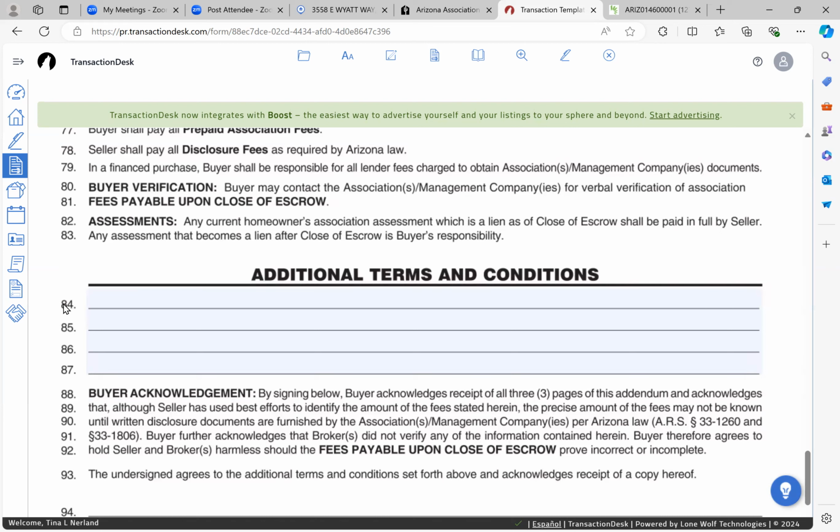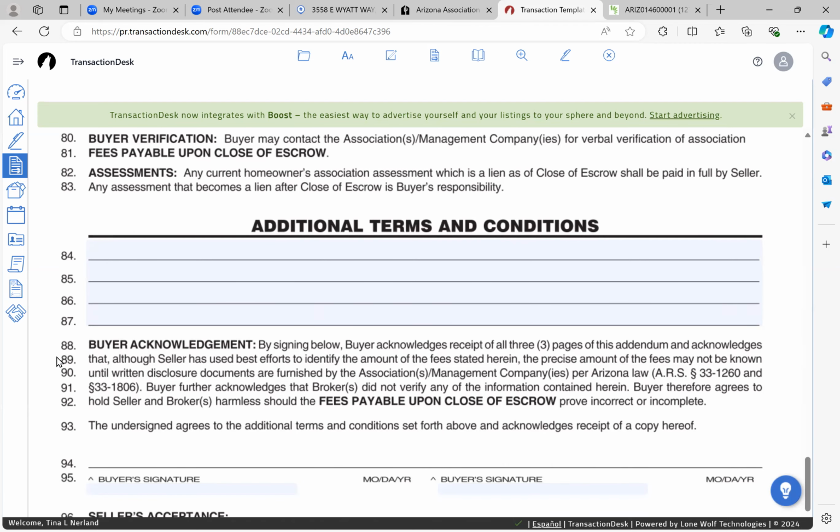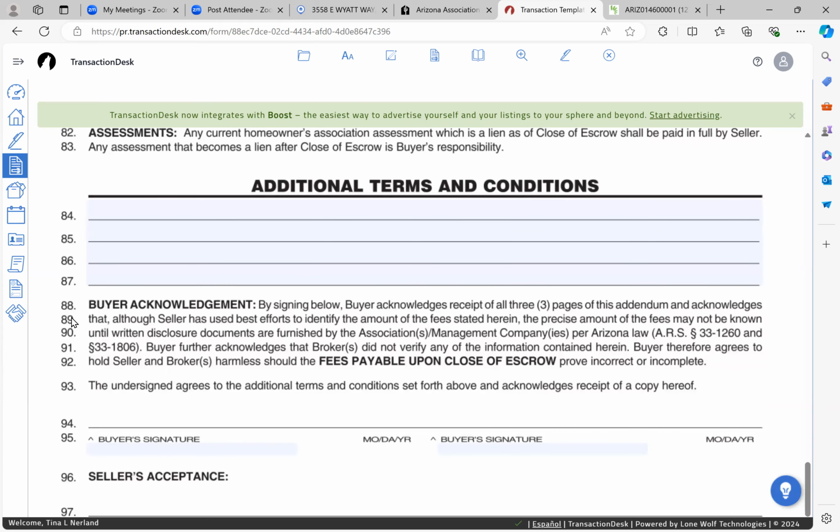Additional terms and conditions. Well, I've never actually put anything here, but if there was something that you wanted the seller to pay for, you could put it here, or the buyer will be willing to pay for something like that. You can put it here. Never used it though. I'll ask Mike, maybe if he's got some examples of what could go here, and then I'll relay that.